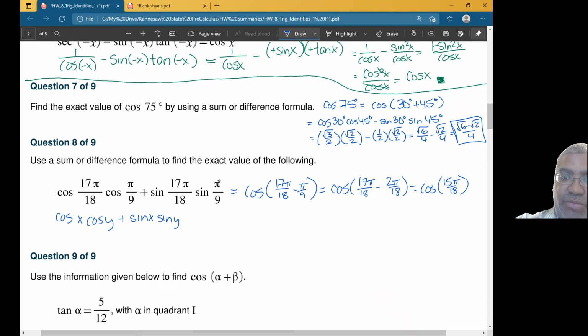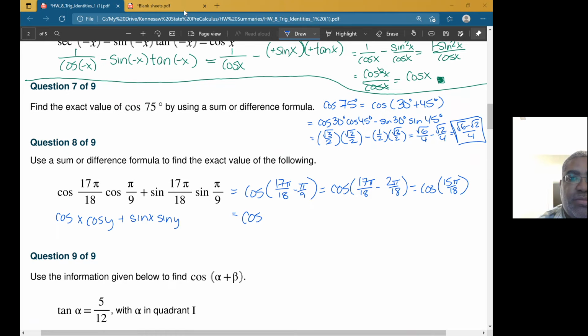That's done on the unit circle. If we reduce it, dividing both by 3, you get cosine of 5 pi over 6. That's on the unit circle. We know that. That is negative root 3 over 2.